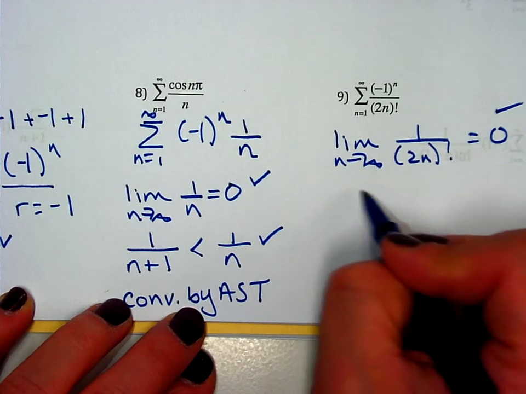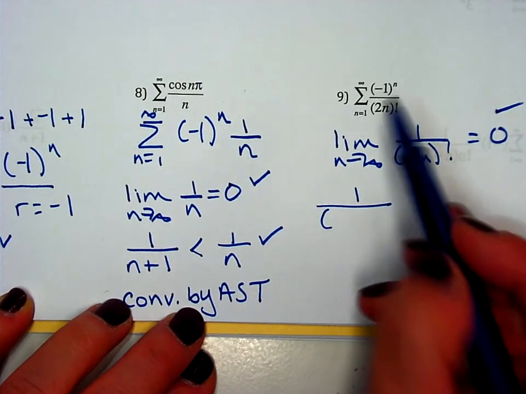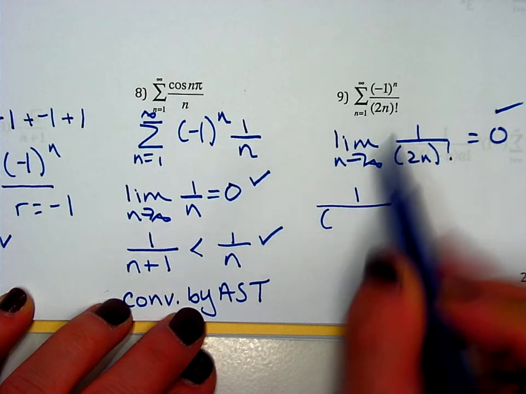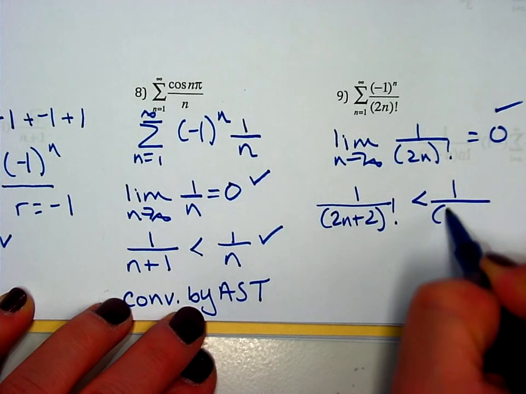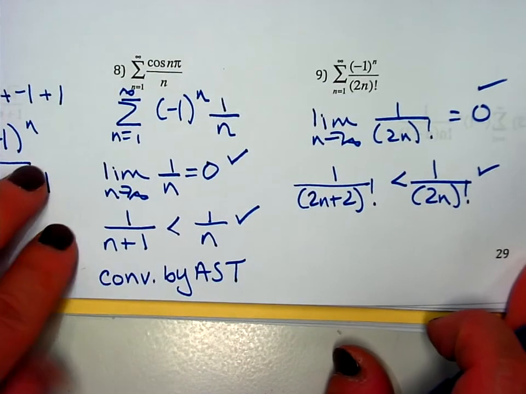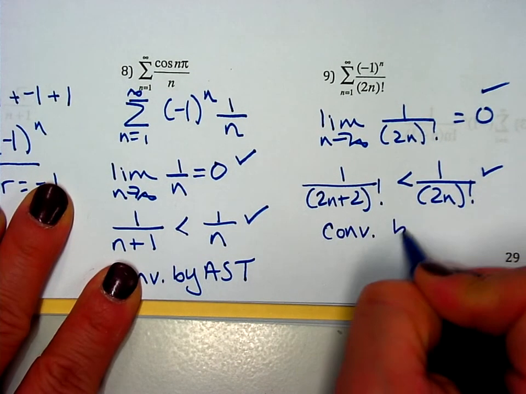Is it true that if I plug in n plus 1 for n, be careful, if you plug in n plus 1 for n, it's got to go in quantity parentheses, so it's really 2n plus 2. So I'm going to go ahead and multiply that out. Is that always less than this? Yes, that is a true statement. The number on the bottom is bigger, so the entire fraction is smaller. So this also converges by AST.